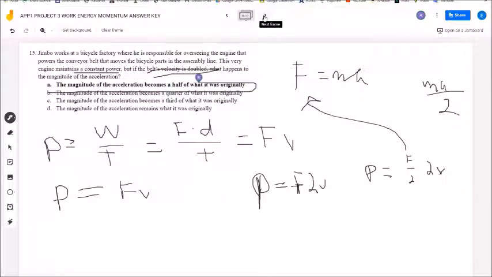Magnitude of acceleration becomes a quarter of what it was? No. A third? No, it's just 2, not 3 or 4. The acceleration remains the same? No, it does not remain. In order for the power to remain constant, the force has to be halved so that the 2s cancel out, since the velocity is doubled, and we know force is equal to ma.